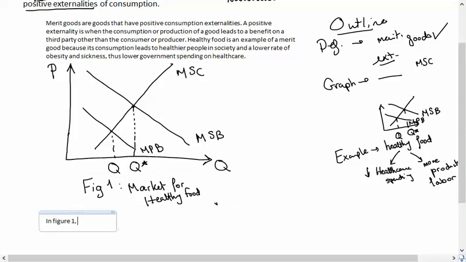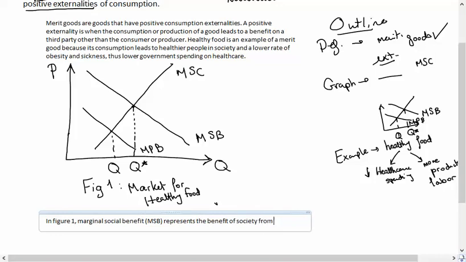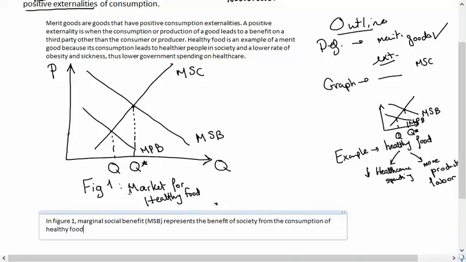In figure 1, marginal social benefit, write the abbreviation, represents the benefit of society from the consumption of healthy food, while marginal private benefit, MPB, and you can hear my daughter's voice right now, represents the benefit of the consumers of healthy food.